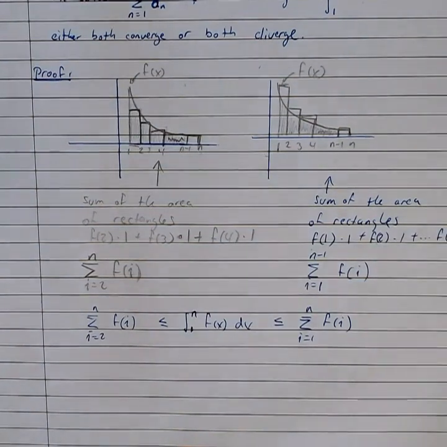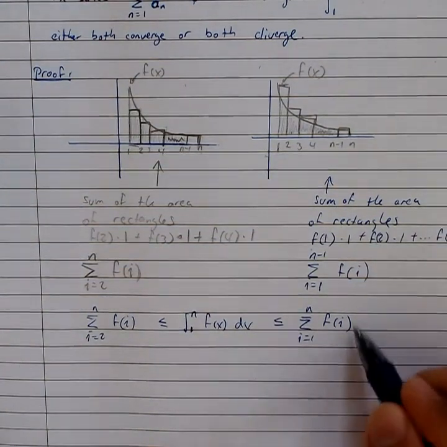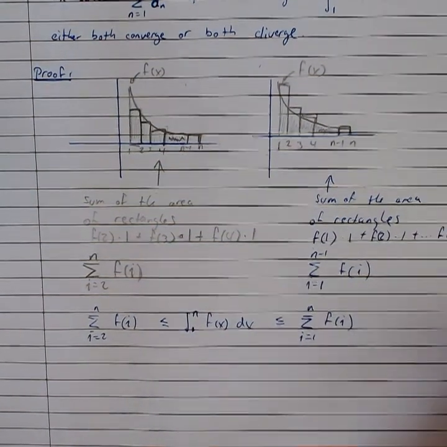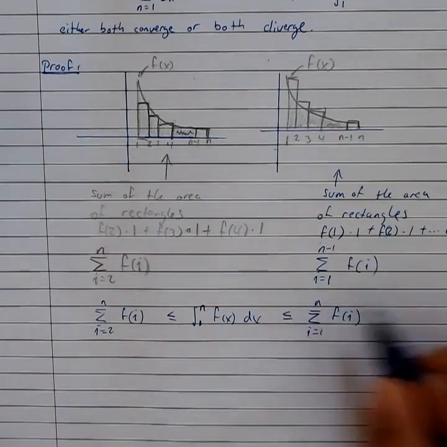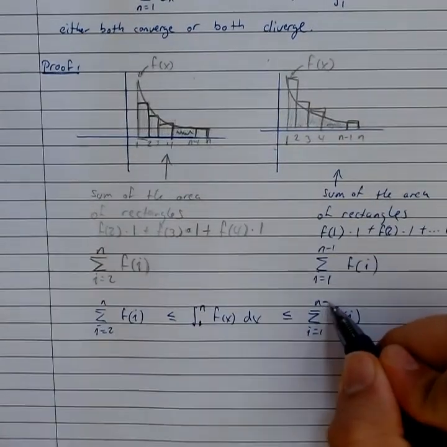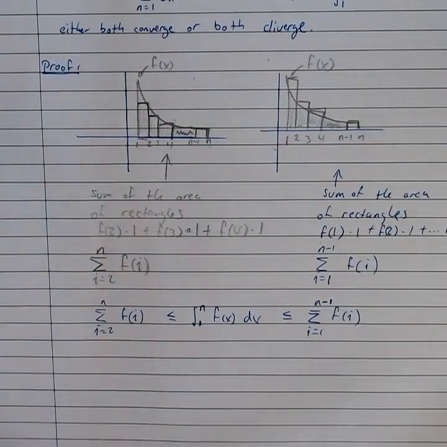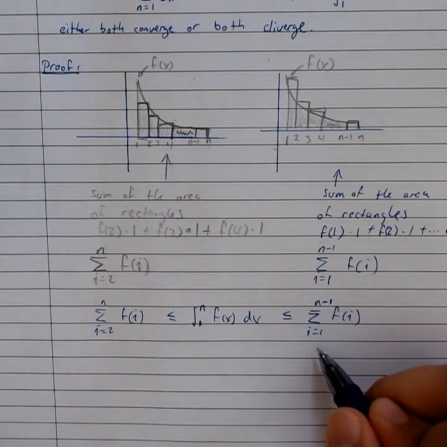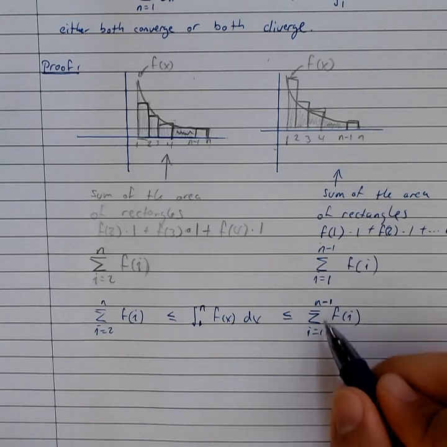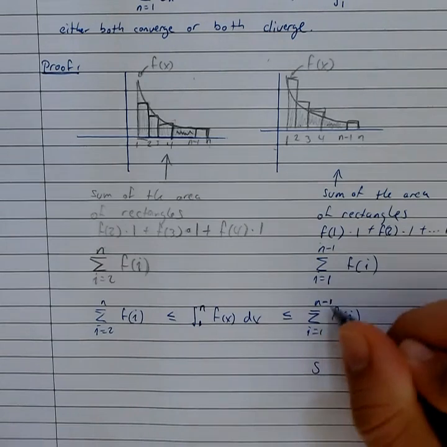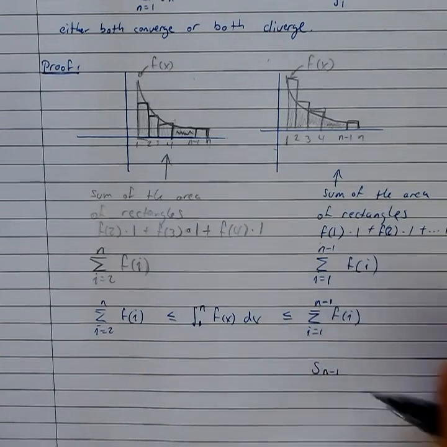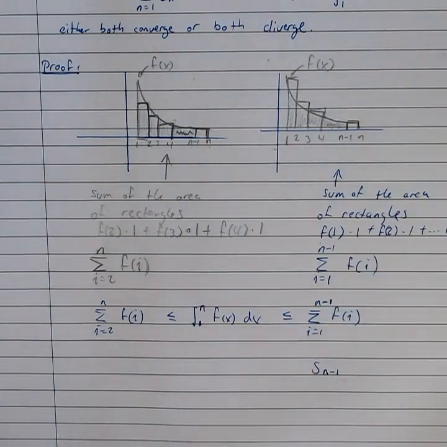Just like that. But notice, this is just a partial sum. In fact, it's the partial sum from 1 up to, my apologies, this should have been an n minus 1. I copied that down incorrectly. So here, this is the partial sum. This is the sum of the terms starting from 1 up to n minus 1. That's the n minus 1 partial sum, the sum of the first n minus 1 terms.